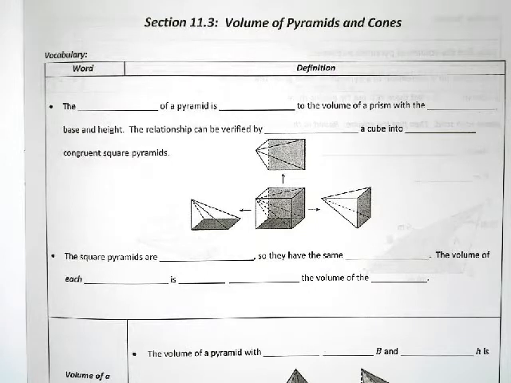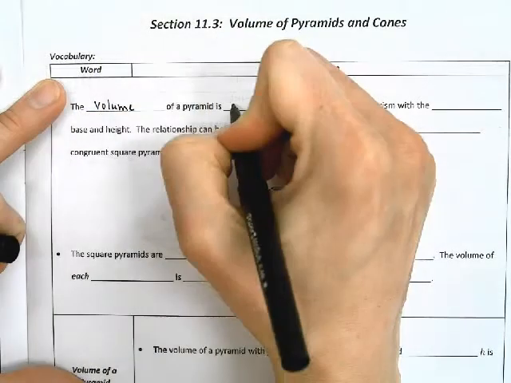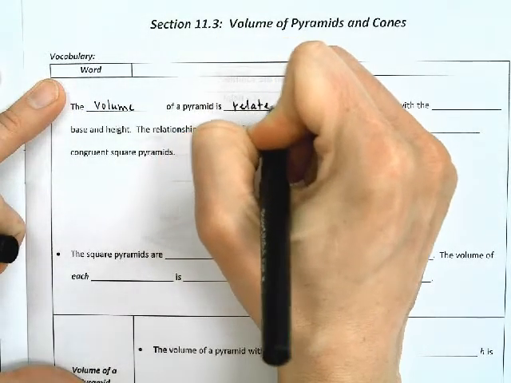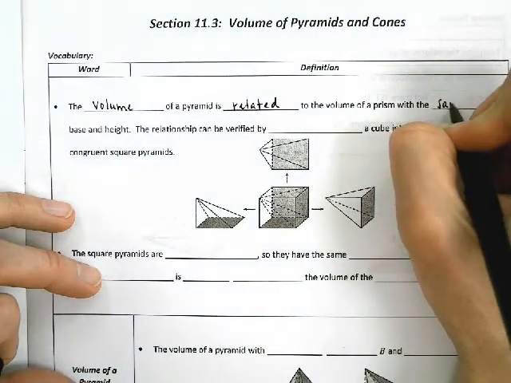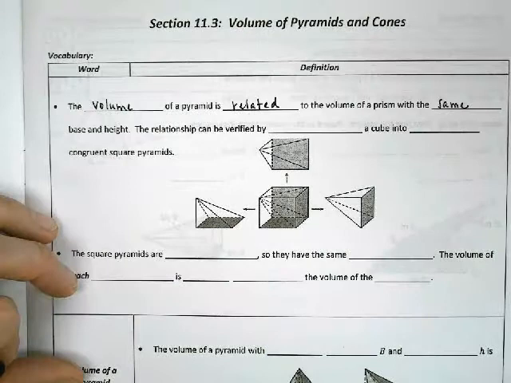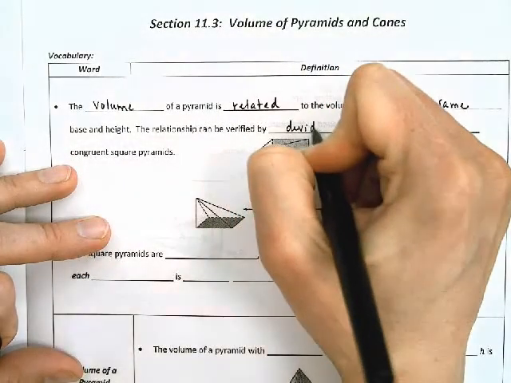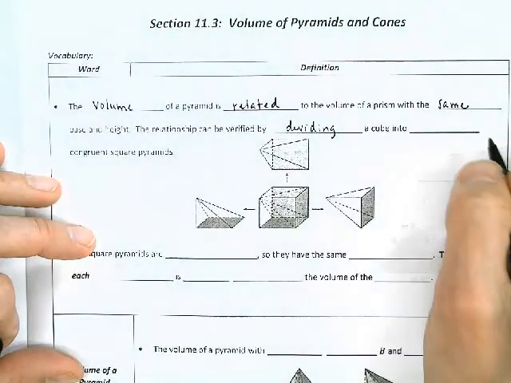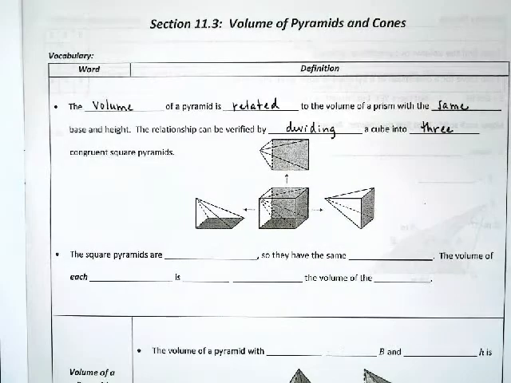So let's go ahead. We're going to talk a little bit about the relationship between these pyramids and cones and their corresponding prisms and cylinders. So the volume of a pyramid is related to the volume of the prism with the same base and height. Okay, so it says this relationship can be verified by dividing a cube into three congruent square pyramids.